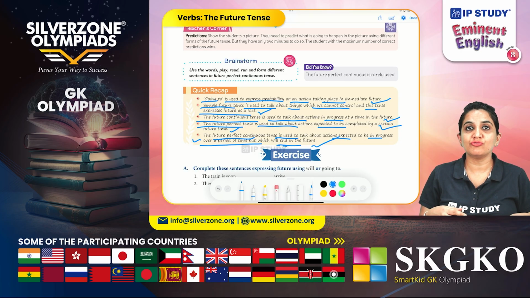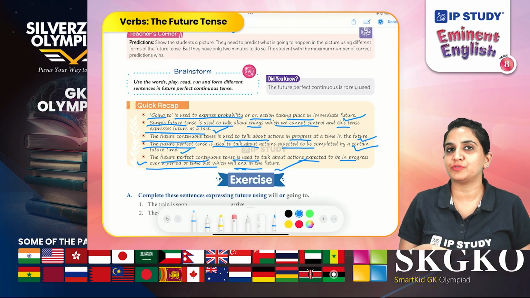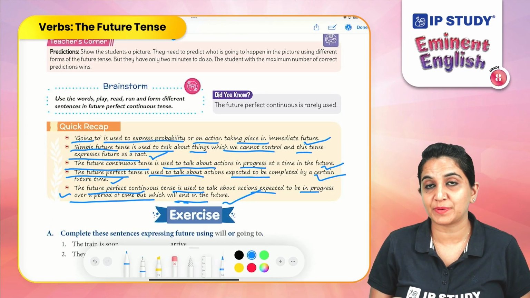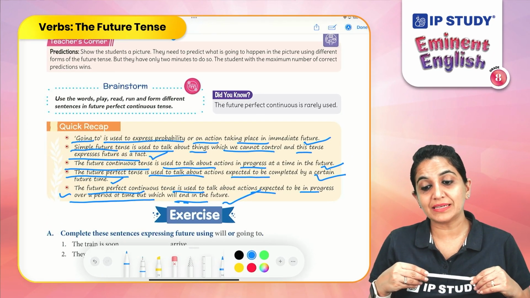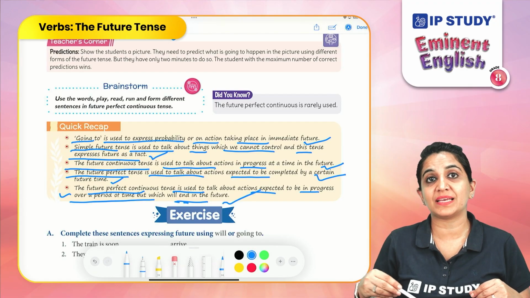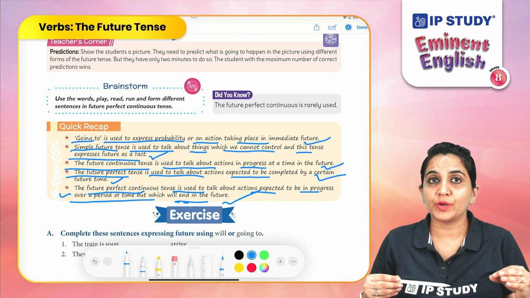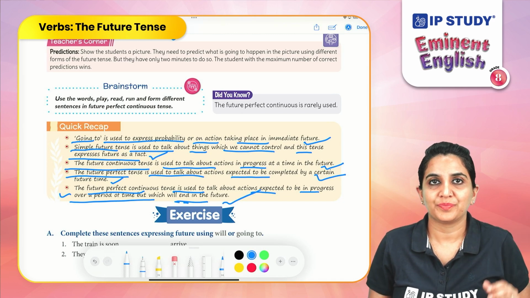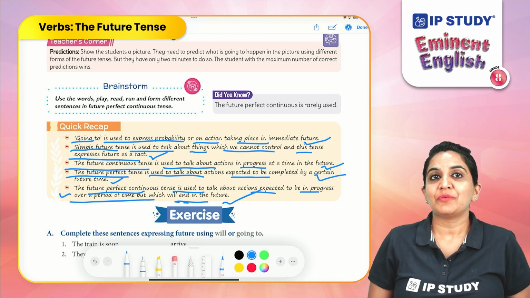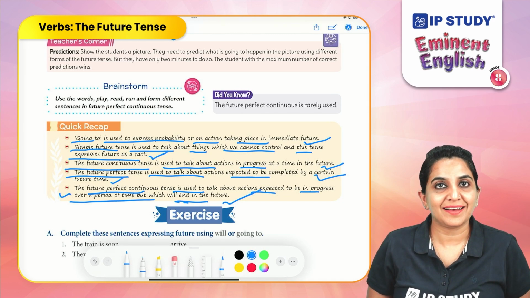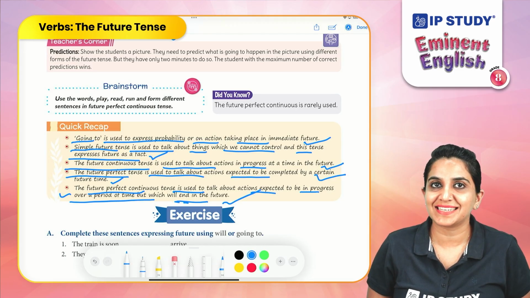We also use going to a lot in the future tense because going to expresses the probability or an action that might take place in the immediate future. For example, I am going to school tomorrow. So like this, we use the future tense in our everyday life and day-to-day sentences.